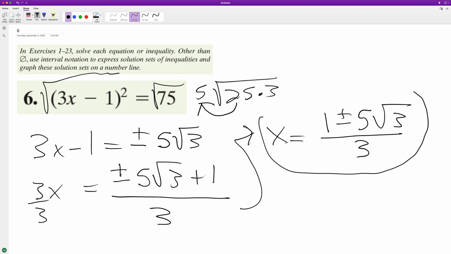Another thing we probably could have done, it'd take a little bit longer, is multiply out what's inside the parentheses, and then combine like terms, subtract 75 from that, set it all equal to 0, and then use the quadratic formula, and we probably would have ended up with this.